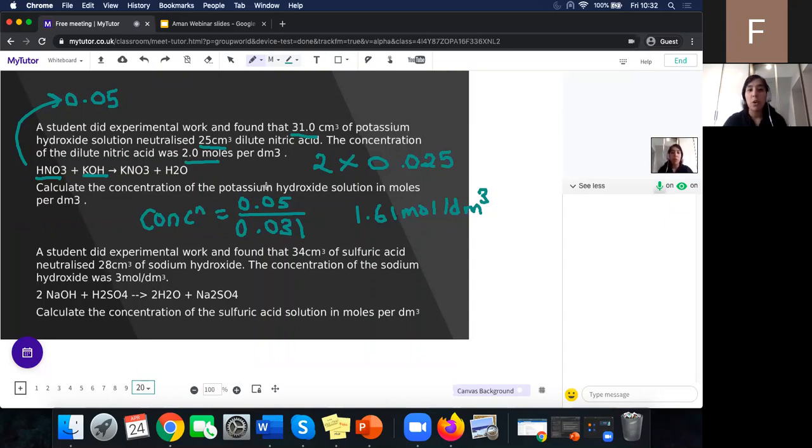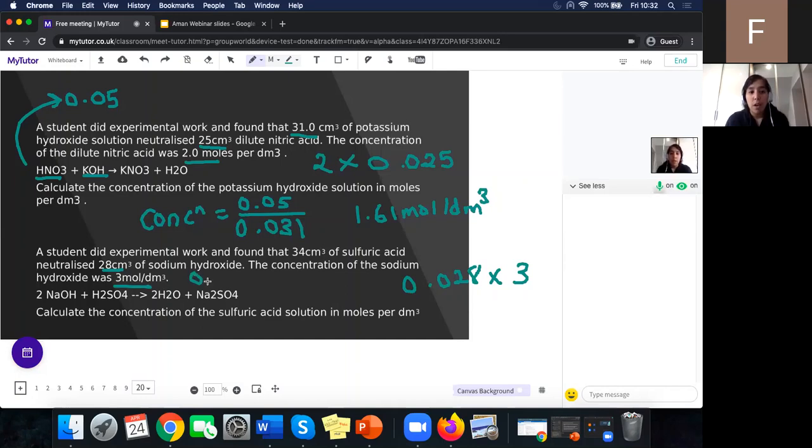So again, we look at what we've got the most information for, and we've got that for sodium hydroxide. We've got a concentration and we've got a volume. So if we convert, first of all, the volume into decimeters cubed, we divide by 1,000, which gives us 0.028. And then remember that if we want to calculate the moles of sodium hydroxide, that is equal to the concentration times the volume. So we're going to multiply the volume by the concentration, which is 3. So the number of moles of sodium hydroxide is 0.028 times 3, which gives us an answer of 0.084.